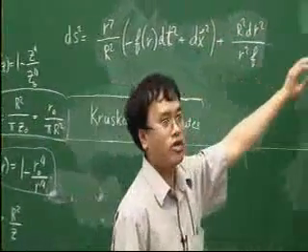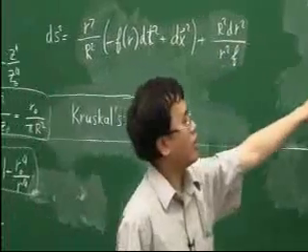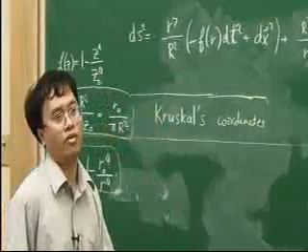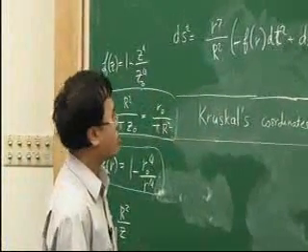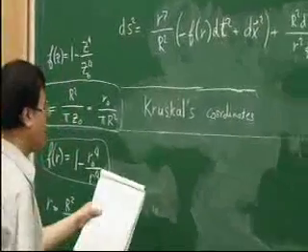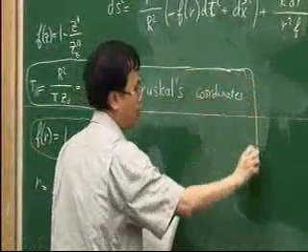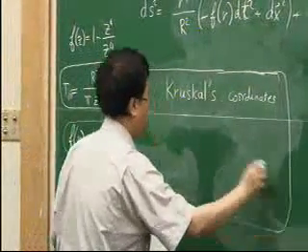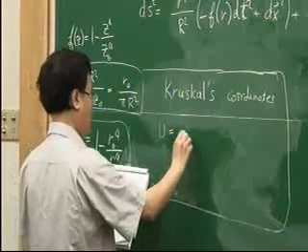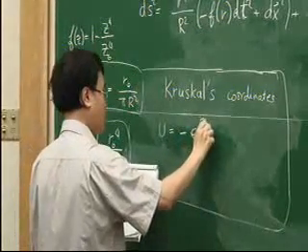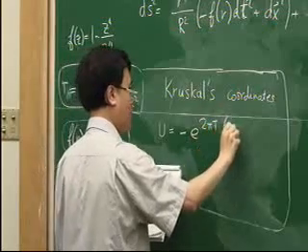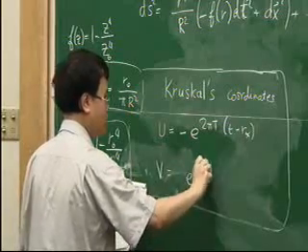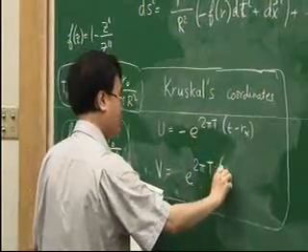Actually, you can do a more sophisticated change of variables, which near the horizon will reduce to that form. The Kruskal coordinate is defined this way. I will be using this formula later, so I will write it in a box: U equals minus e to the 2 pi T (t minus r star), and V equals e to the 2 pi T (t plus r star).